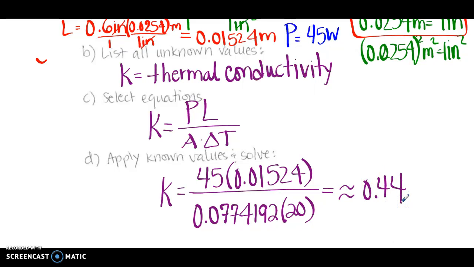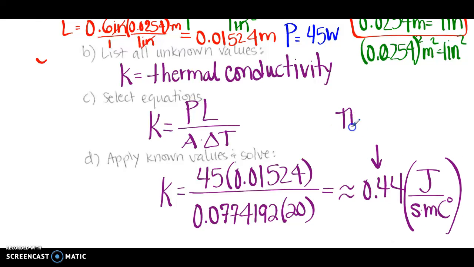And this has units of joules over seconds times meters times Celsius degrees, and this is called the thermal conductivity. So now go to your packet and use the values in the packet to complete numbers 23 through 27.